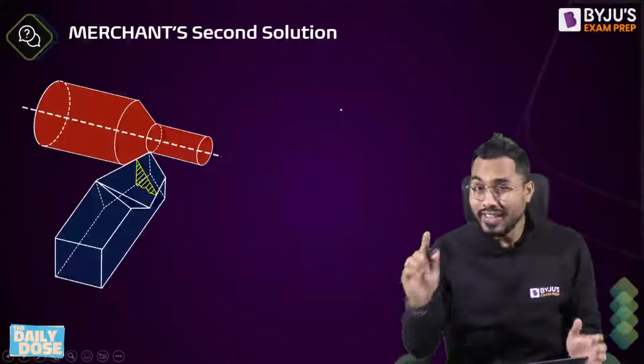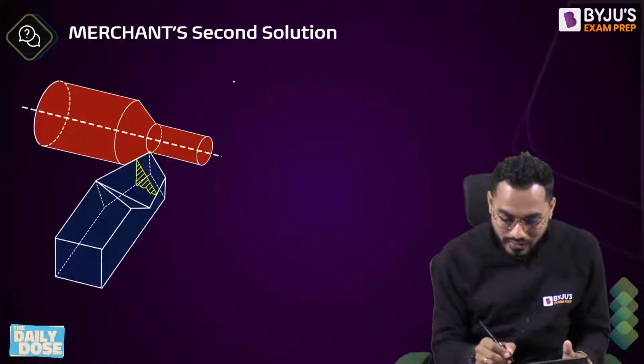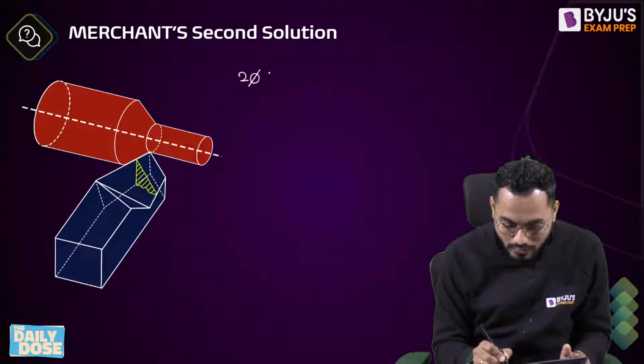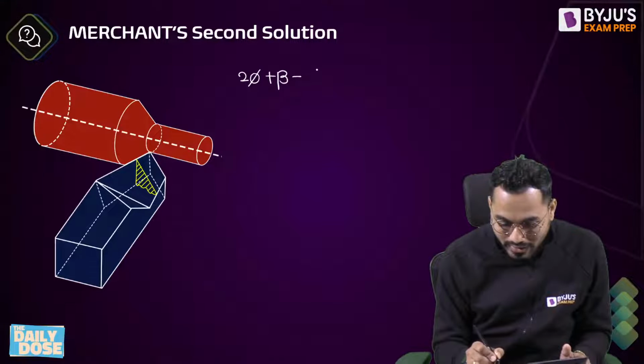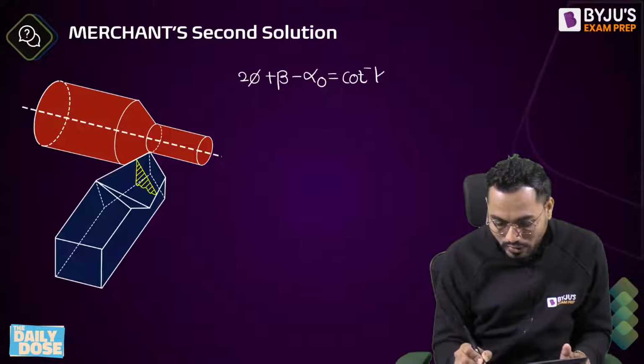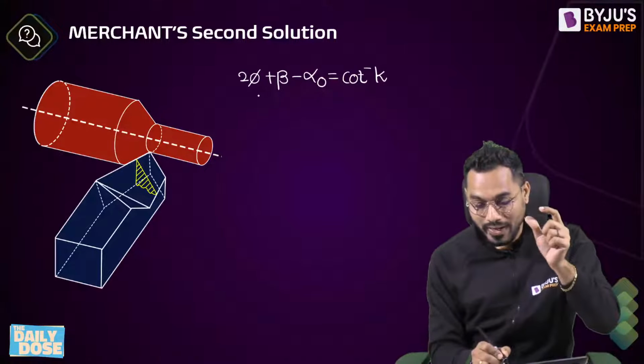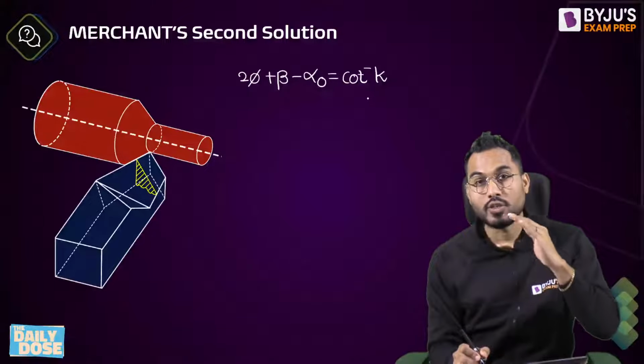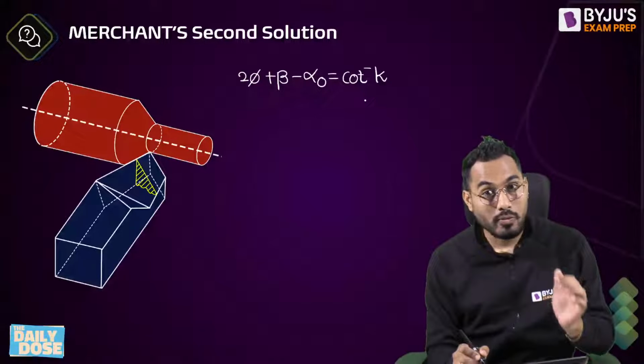Now there is Merchant's second solution also. And what is Merchant's second solution? Merchant's second solution stands for 2 phi plus beta minus alpha 0 is exactly equal to cot inverse of k. Phi is shear plane angle, beta is friction angle, alpha 0 is rake angle, and k is nothing but the slope of the graph, right? How the deformation takes place.